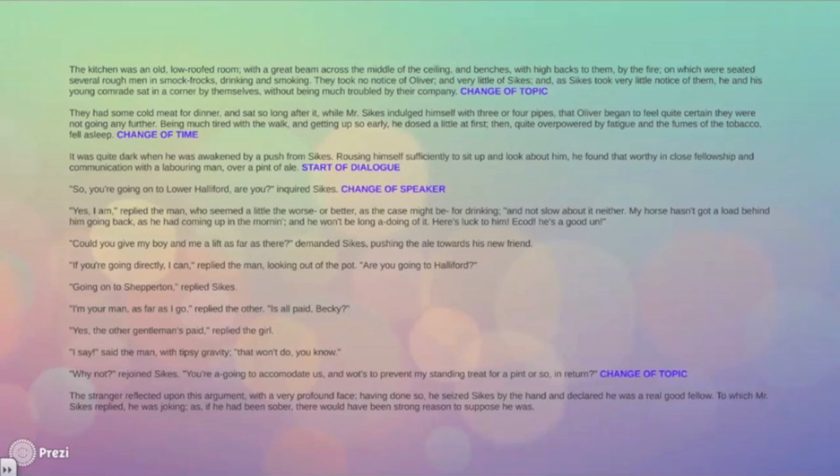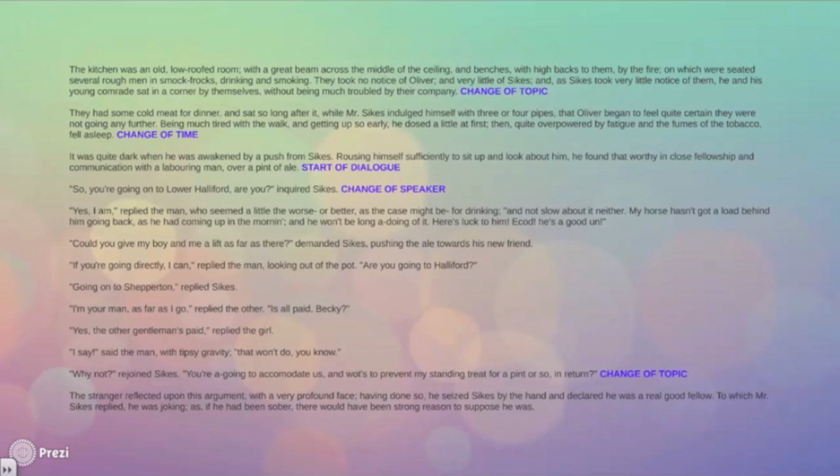Okay, so hopefully you've had a go at that exercise. Now you'll see that when we paragraph the extract, it makes it much easier to read, like I said. So first of all, we've got a change of topic up at the beginning. We've got discussion of the room, the kitchen, where Oliver was. And then in the next paragraph, a discussion of what they were eating. So that is a change of topic there.